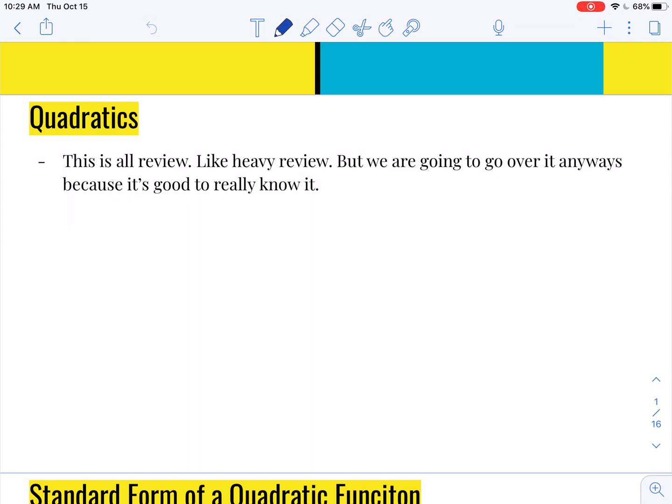Polynomials and quadratics are very similar. Quadratics are a type of polynomial, to be honest, so they're not very similar. They're basically the exact same. Quadratics can just be broken down to be a little bit simpler. Since it only goes to the second power, we've got a lot of information that can help us.